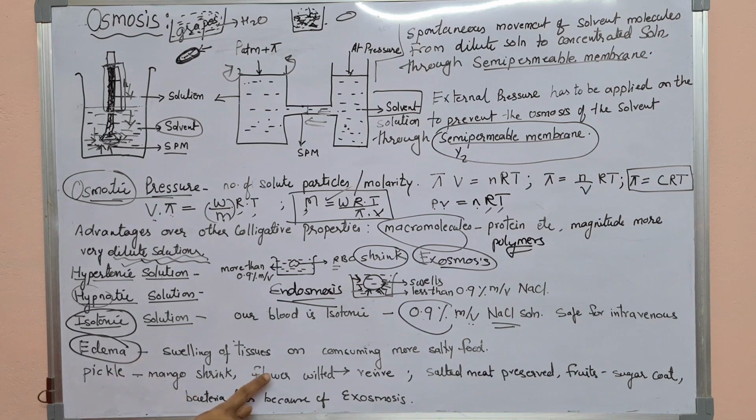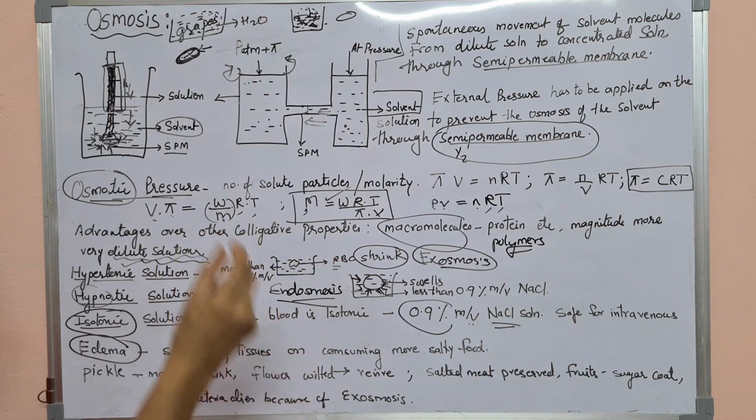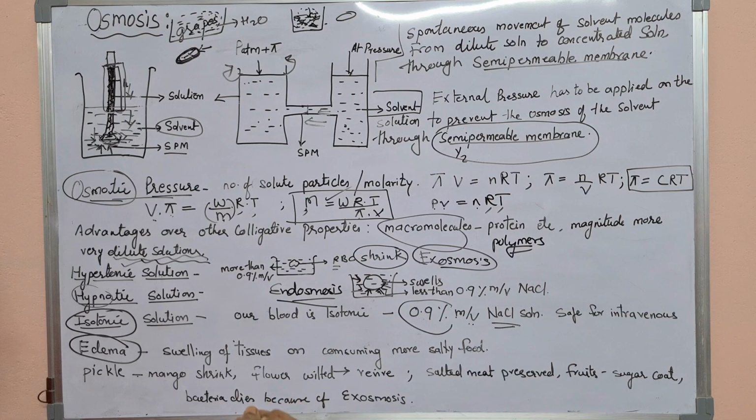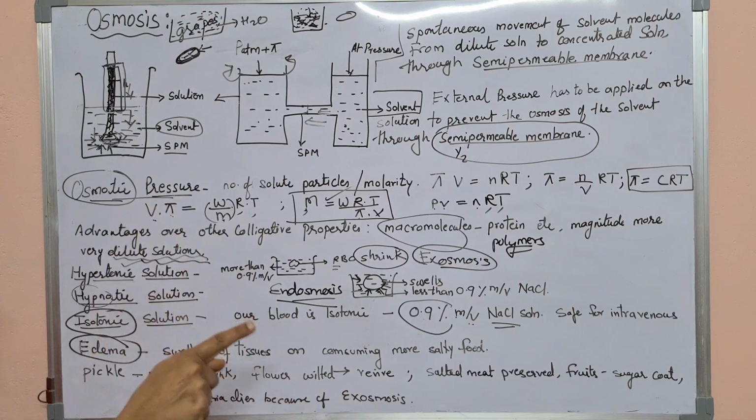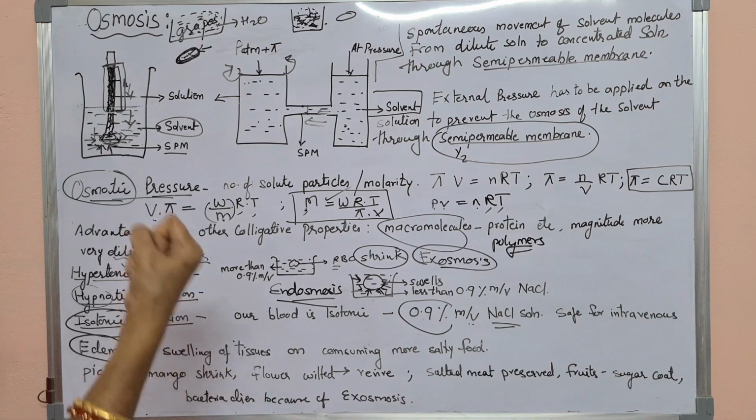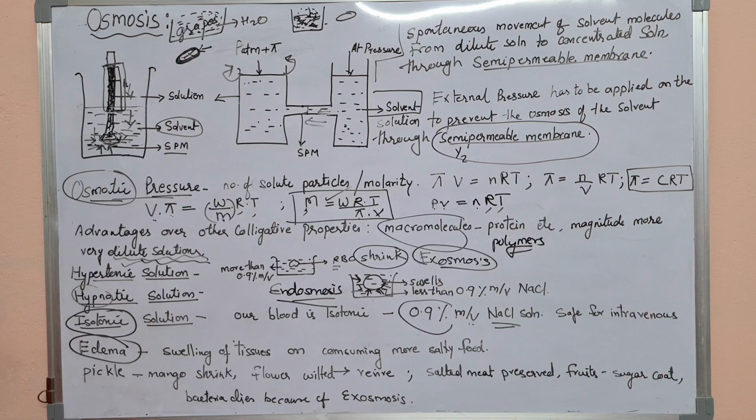So that is the application. Then wilted flowers. You have the experience: if you dip wilted flowers in fresh water, they revive. If a flower is wilting and you keep it dipped in water, that flower revives and becomes fresh, because water movement takes place from outside to inside the flower through the cell membrane, that is a semi-permeable membrane. Next one is salted meat. In order to preserve the meat also, they apply salt to it. The reason is the same: extra water comes out of the meat and it is preserved.